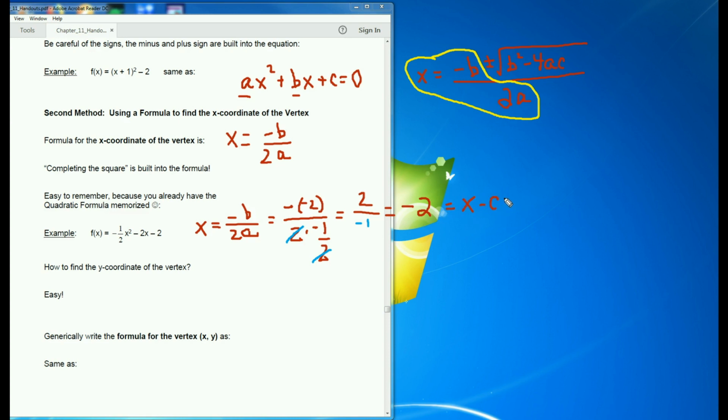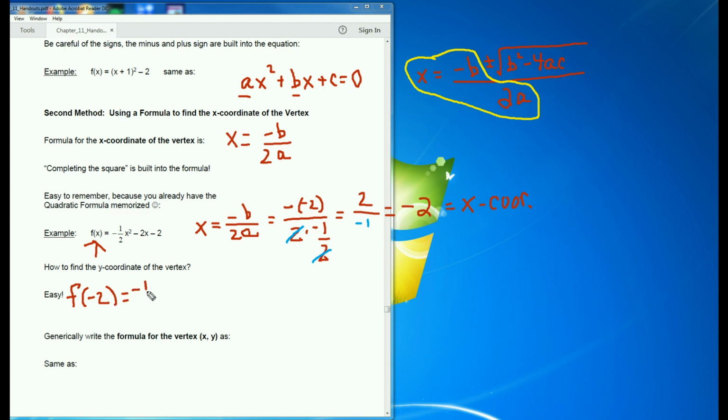Well, that's only half the point. We want to be able to plot the whole point, so how do we find the y-coordinate of the vertex? Okay, well that's easy, because once you know x, all you have to do is plug it back into the function. Okay, it's f of x. So in other words, we just calculated that the x-coordinate is negative 2. So all we need to know is what is f of negative 2. Okay, so just plug it in.